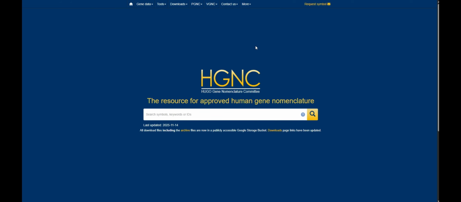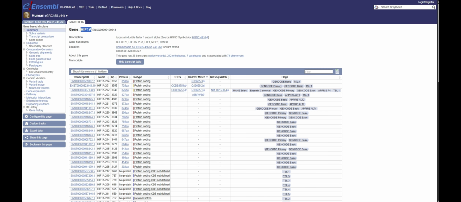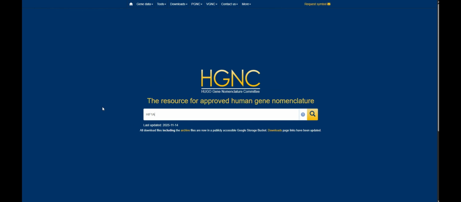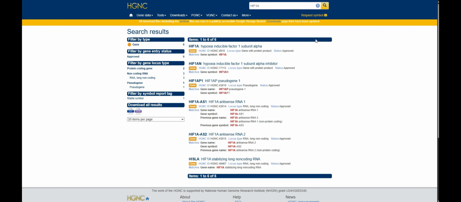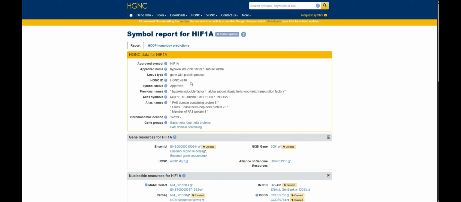On this page where you have source HGNC, and then the symbol, that means that this is the source. So HIF1A. I don't know why I typed alpha. I should have known it. And then you get a gene card, just like a card, you know, like you picture.